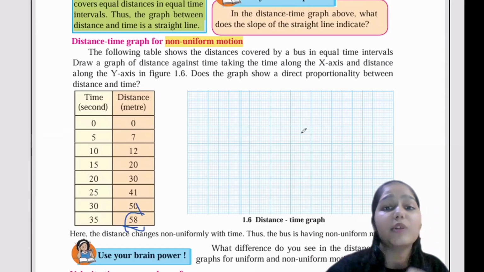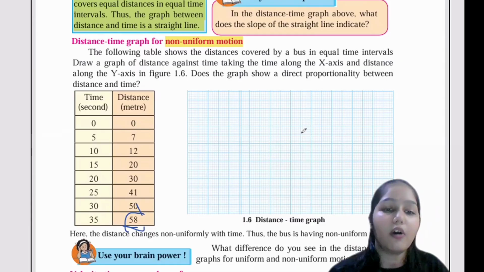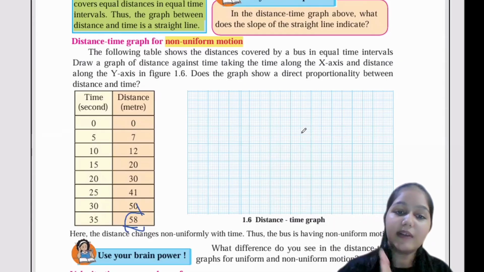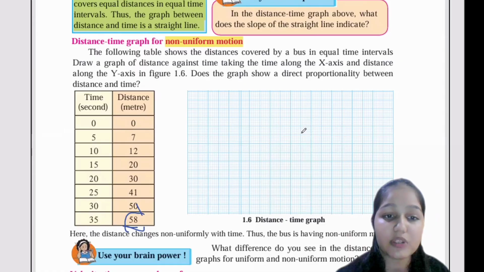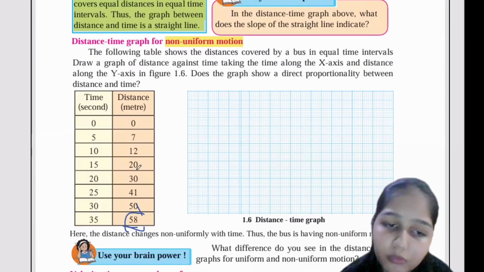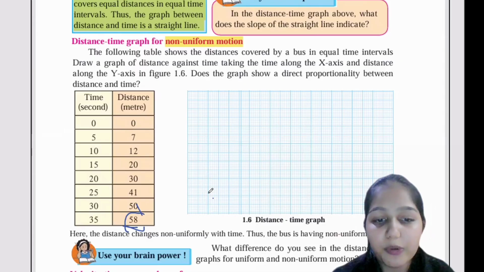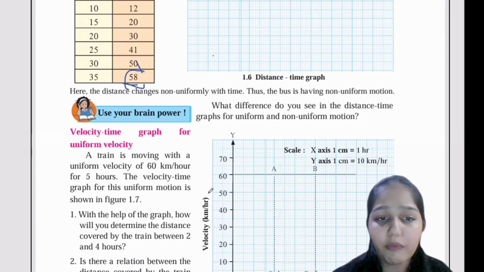in the line. So you will see that there is a disorder in the line. It will be a straight line, but it will have some ups and downs in it. I hope you get it. So that is about non-uniform time.